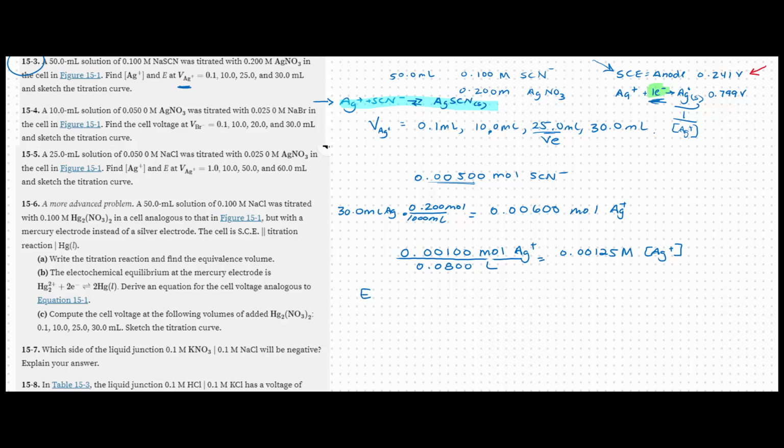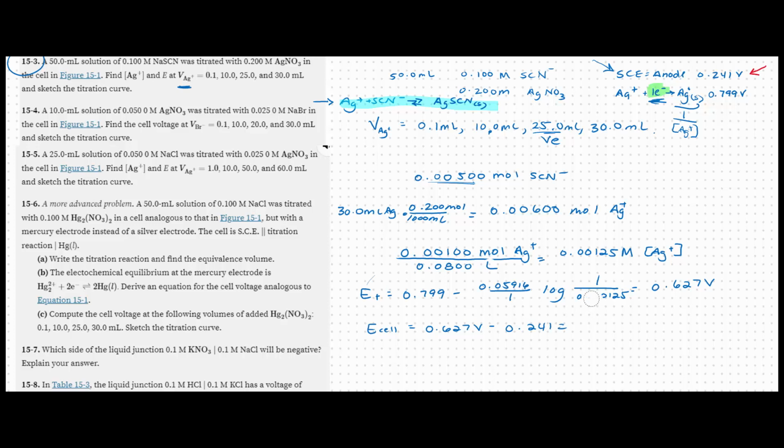So now we are using the same equation we had before. The E of the cathode is 0.799 minus 0.05916 over 1. We're using a 1 because we have one electron being transferred, times the log of the Q. The Q is 1 over the concentration of this silver. So you should get a cathodic potential of 0.627 volts. And as before, the E of the cell is the E of the cathode minus the E of the anode.